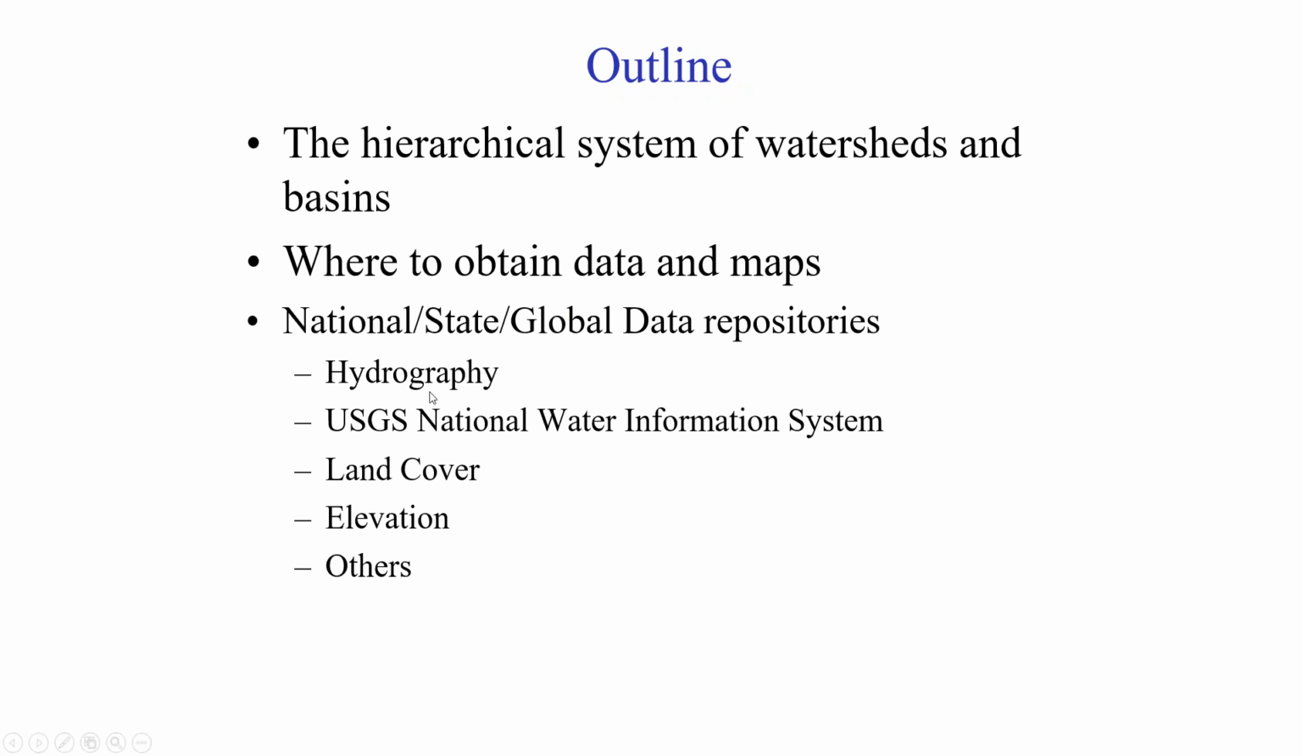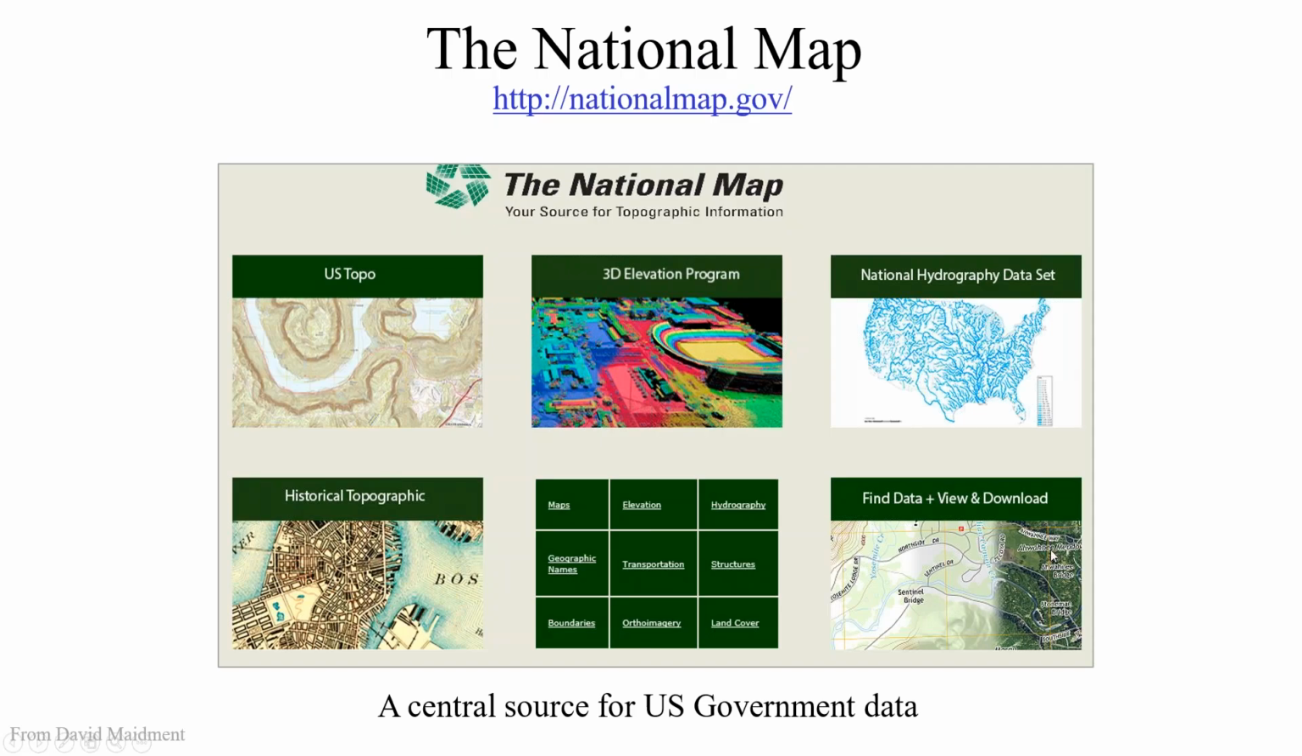Hydrography refers to the blue lines on maps, the streams, the lakes. Then there's the USGS National Water Information System, which is where you get stream gauge information, what's measured at a particular location. There's land cover data, there's elevation, and then there's many others, some of which you can get into if you're interested, things like census information, road and traffic information, but we're keeping our focus here on hydrology and water resources, so we won't get into that.